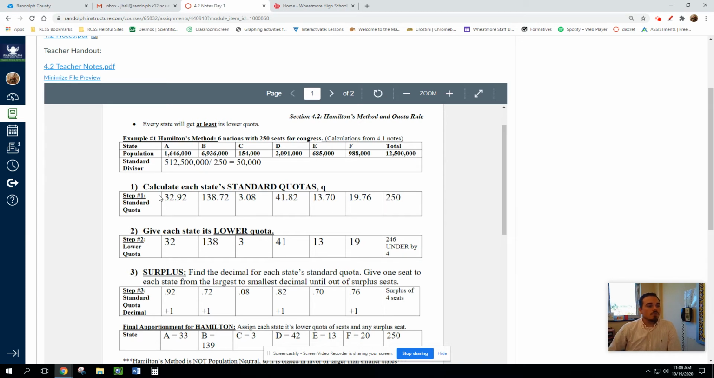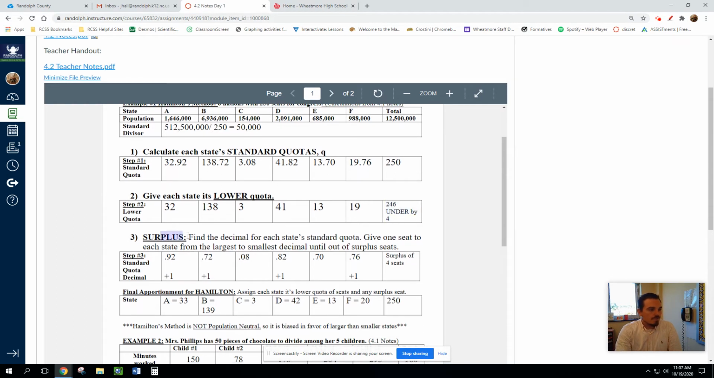Now, the standard quota should always add back up to give you the number of seats. However, if we're using the Hamilton method, we have to find their lower quota. So here's our lower quota. The problem with this is that we are under the total number of seats by 4, and you calculated this back in 4.1. So we have a surplus, kind of like what we did in Module 3. So what are we going to do with the surplus? How are we going to fix this surplus?